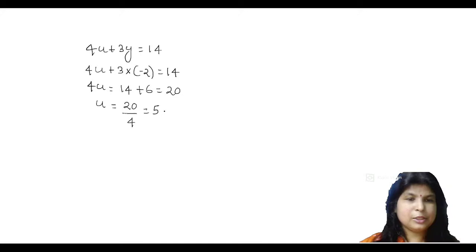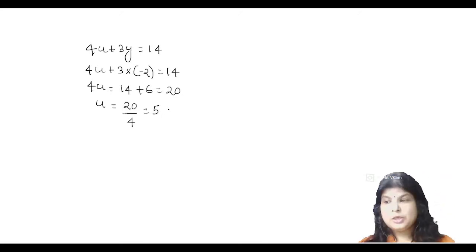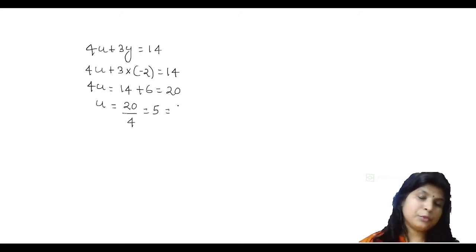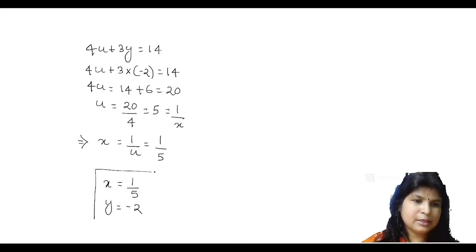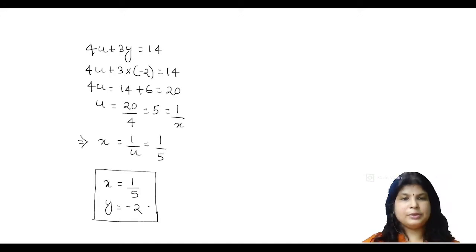Now what is our u originally we have assumed? So u is equal to 1 by x. Then what will be your x value here? It is 1 by u, that is 1 by 5. So what is the solution to the pair of equations? So you have x is equal to 1 by 5 and y is equal to minus 2. Correct, children? So you have got your solution value.